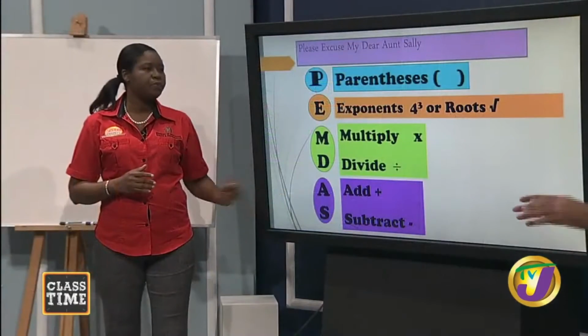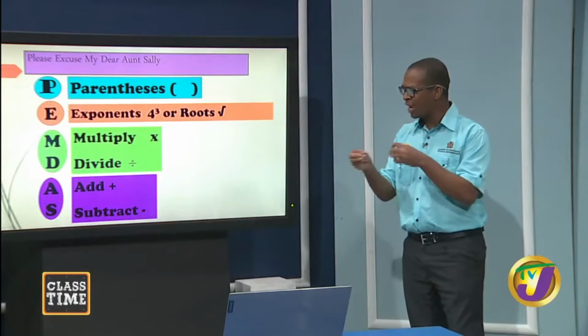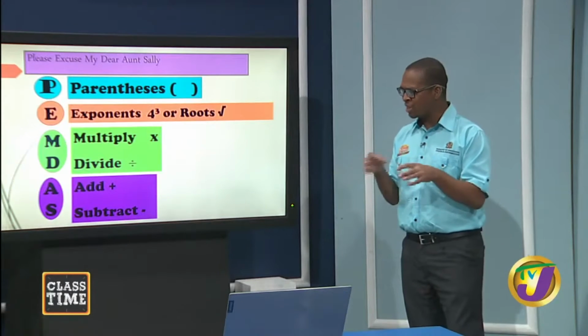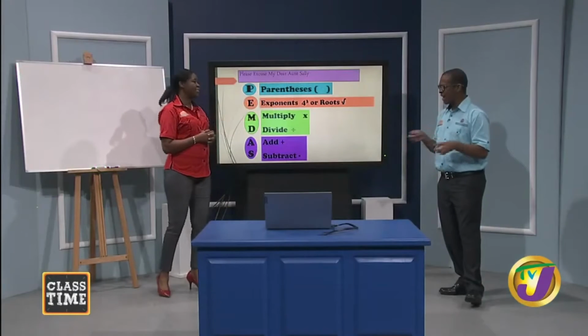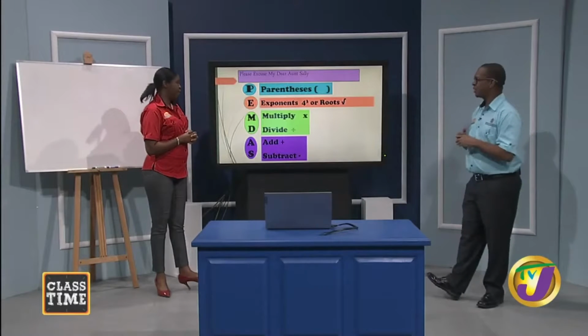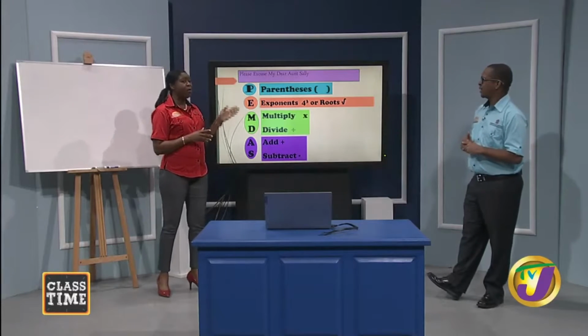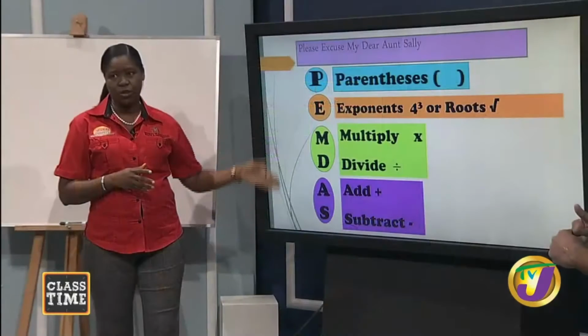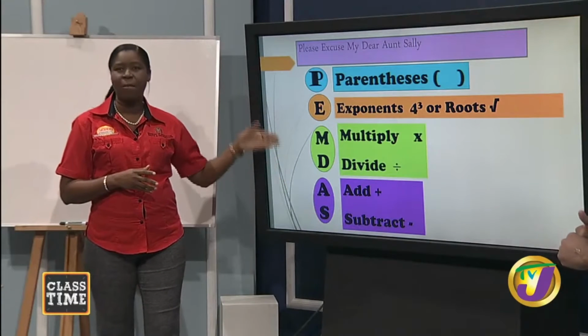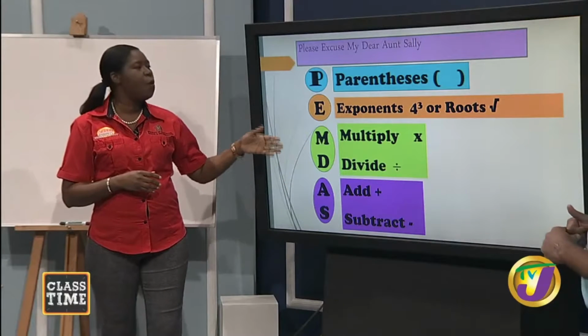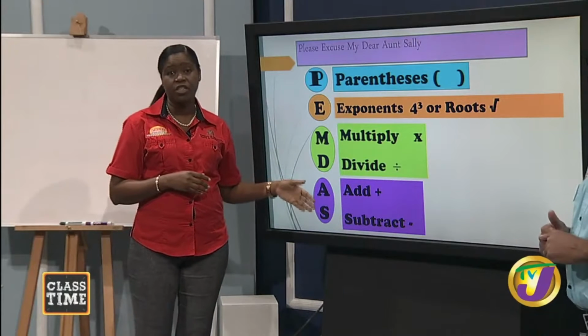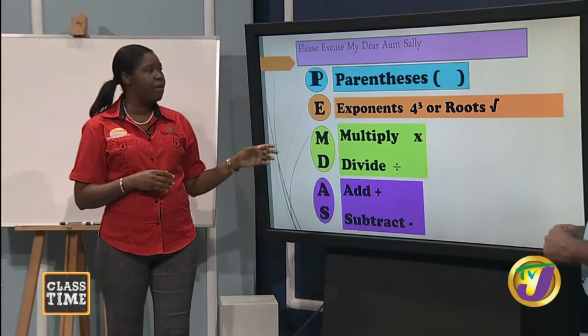It makes sense because multiplication and division are kind of related. Yes. And addition and subtraction are related. Yes. Being the inverse of each other. Very good. Okay. Right, so remember, this is the order in which we would do our mathematical operations when we have more than one operation in the problem.